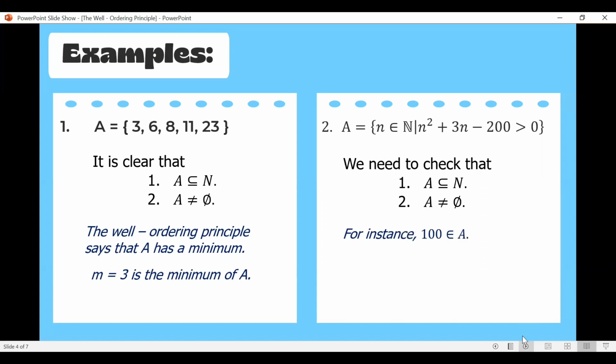Actually, if we calculate it, we know that one of the elements in the given set is 100. 100 is an element of set A. This satisfies the second condition that A is not an empty set. So therefore, the given set, by the well ordering principle, has a minimum.